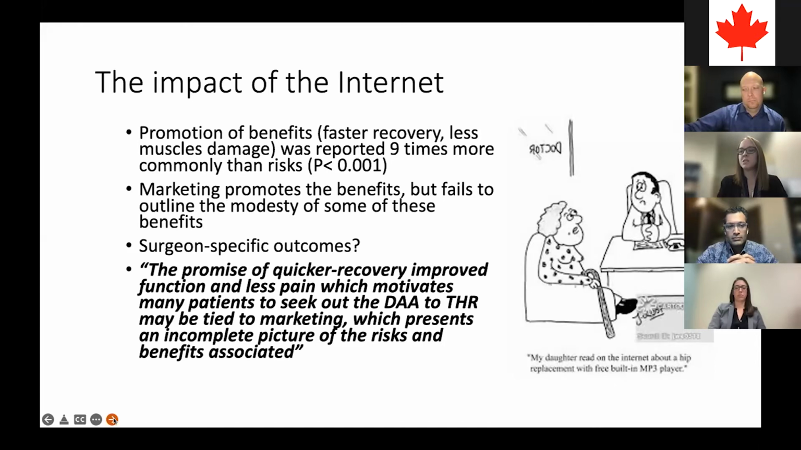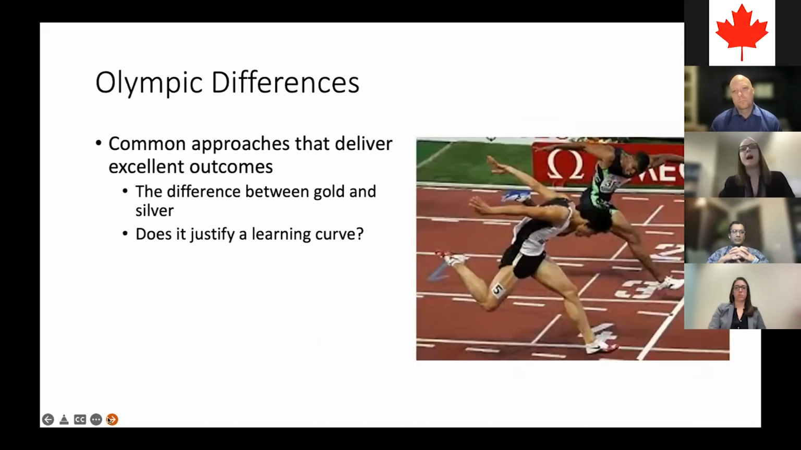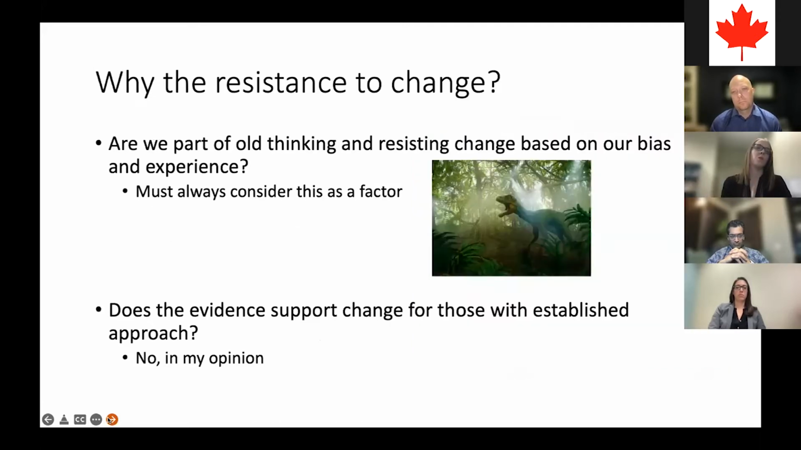And I think this ties to what Lane says at the beginning of patients coming in with this information. That's what they're reading out there. So it's of no surprise to any of us that that's what they're coming in with. I refer to these as Olympic differences, and it goes back to my initial point on one of my first slides here. I think all 3 approaches are excellent approaches, and it really is the difference between gold and silver here. Does that justify a learning curve? Does that justify exposing patients to potentially increased risk at the beginning when the difference is going to be basically the same in the end? And that's really what the question comes down to.